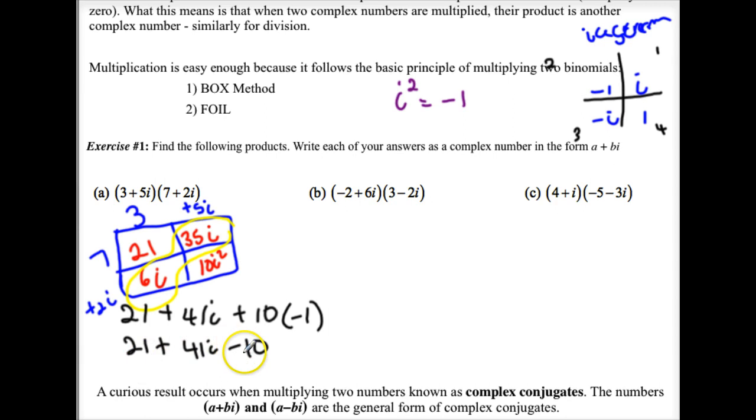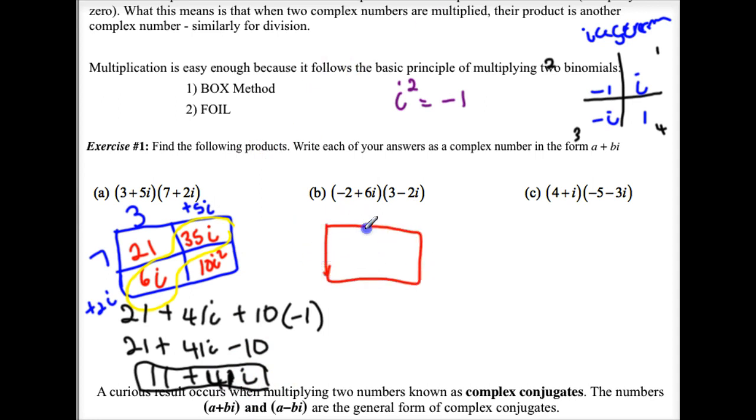So it's 21 take away 10. This becomes 11 plus 41i. And that's my final answer. So with multiplication, you will get another complex number. How do I know it's a complex number? It has the i. Let's try one more example.